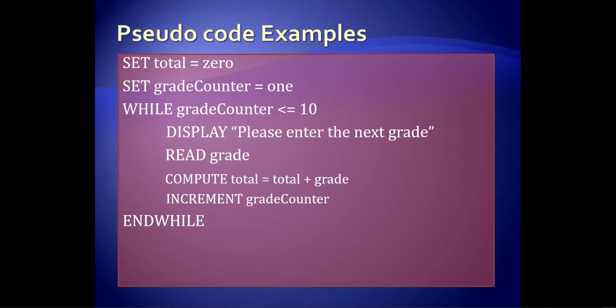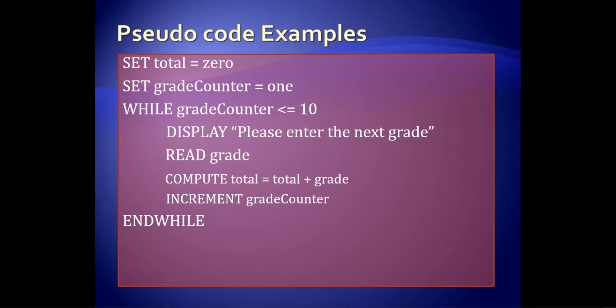What are we doing? It says while grade counter is less than or equal to 10. Well, currently grade counter is 1. So we're going to be looping through this from 1 to 10, which means 10 times. Read grade. Okay, so we're asking and reading a grade 10 times. Every time we read that grade, we're going to calculate a running total. We're adding that current grade we just asked for to the current total.